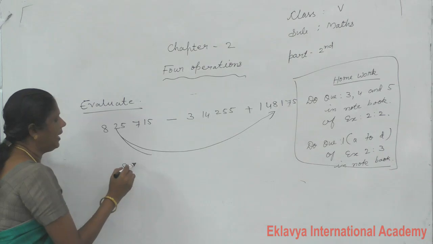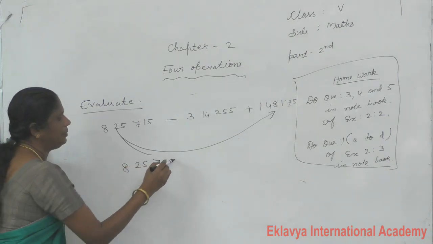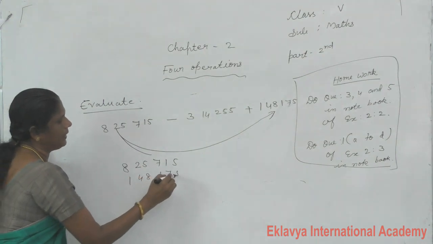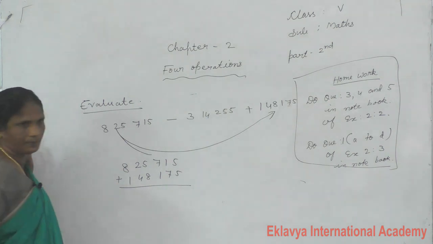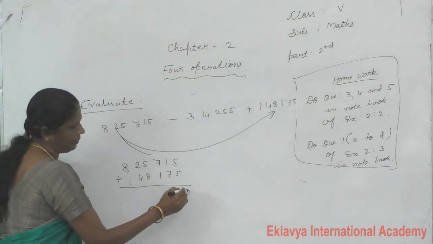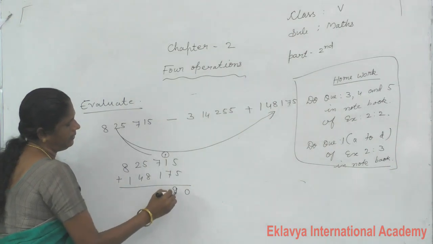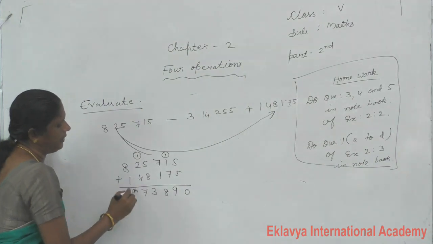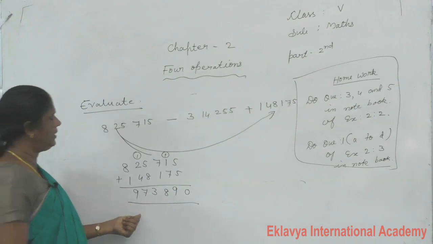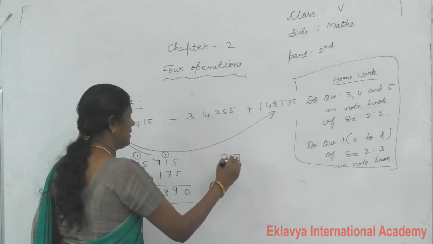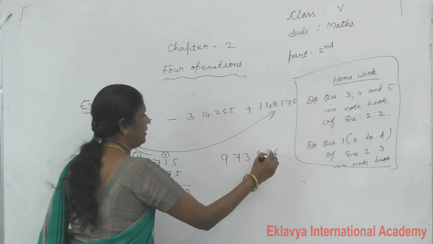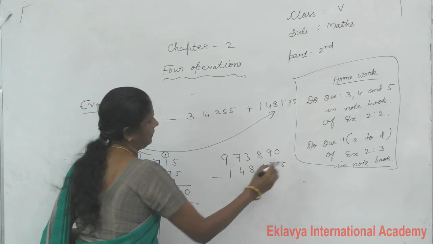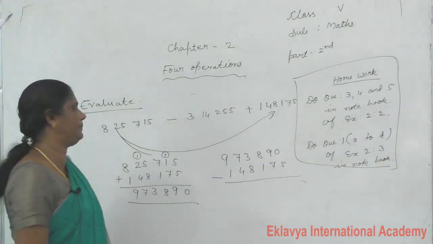Then 8,25,715 and 1,48,175. First we add these numbers. 5 plus 5, 0, carrying 1. Then 9, 8, 13, carrying 1, 7, then 9. Then you write this answer here: 9,73,890 minus 1,48,175. Then now we subtract.